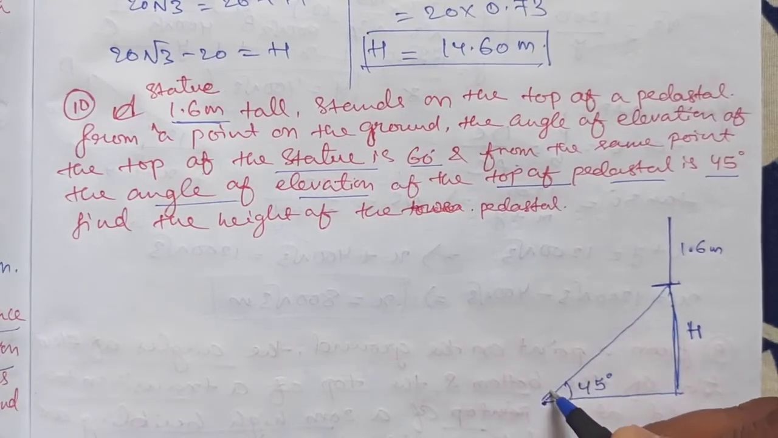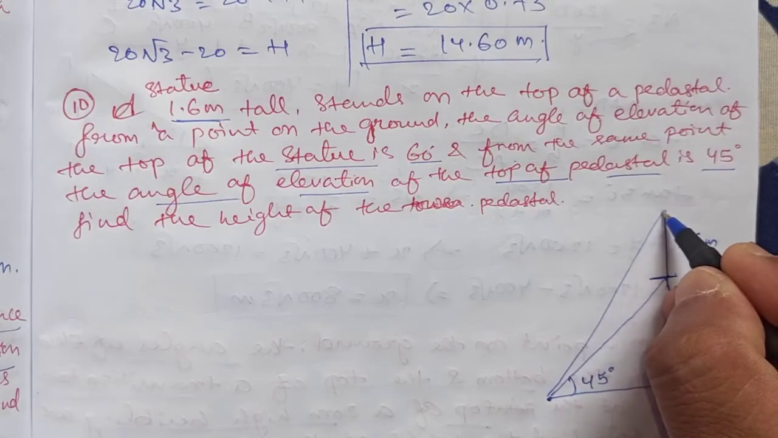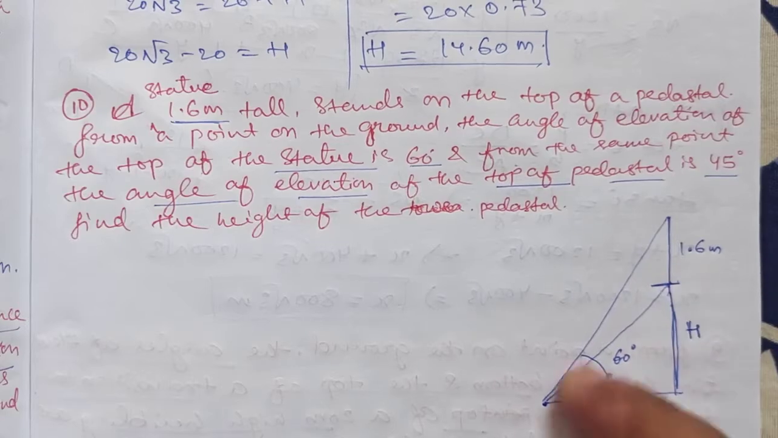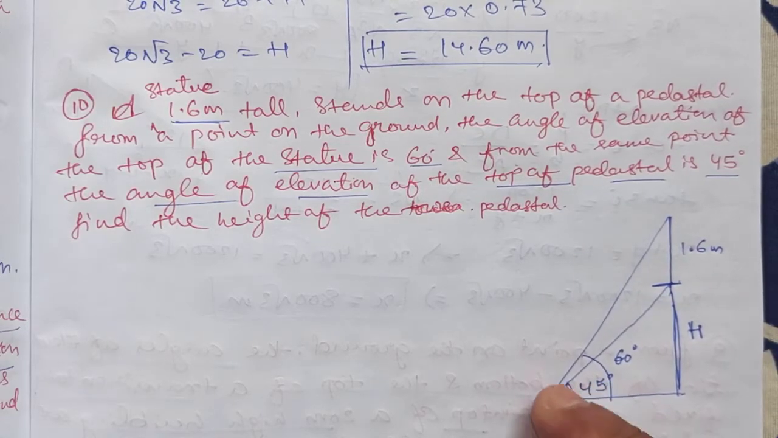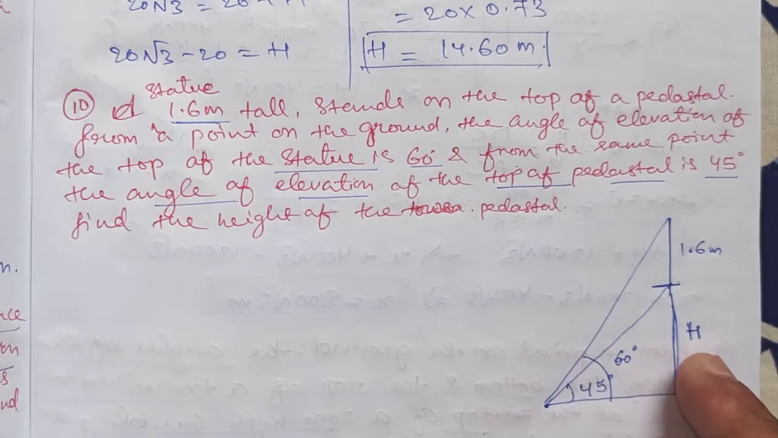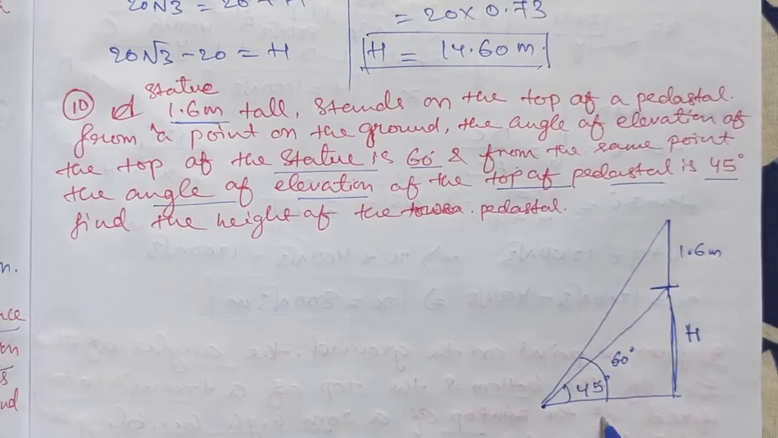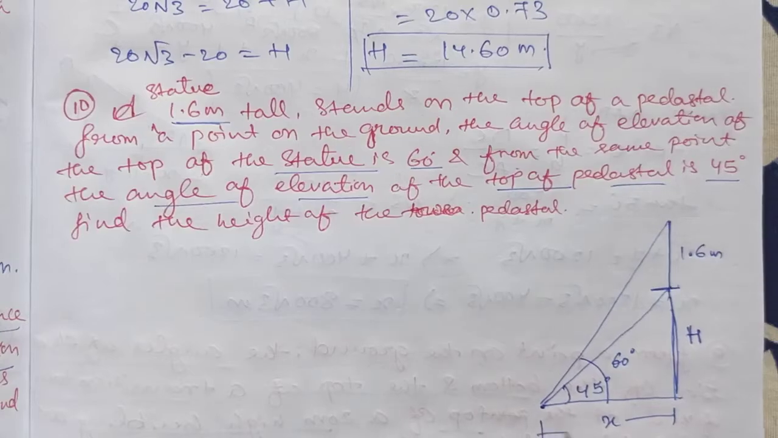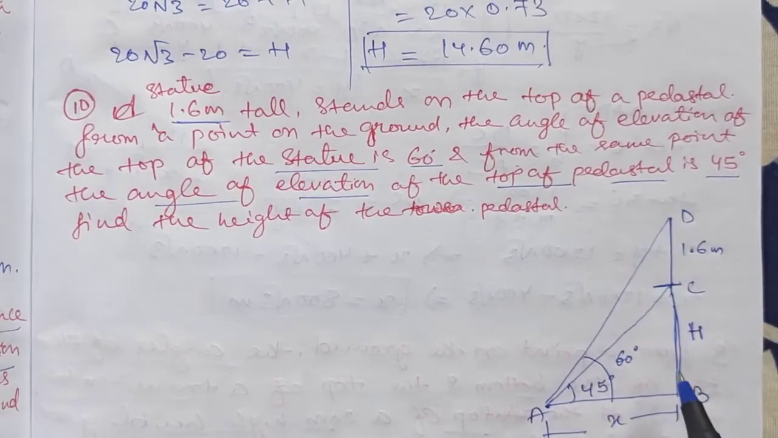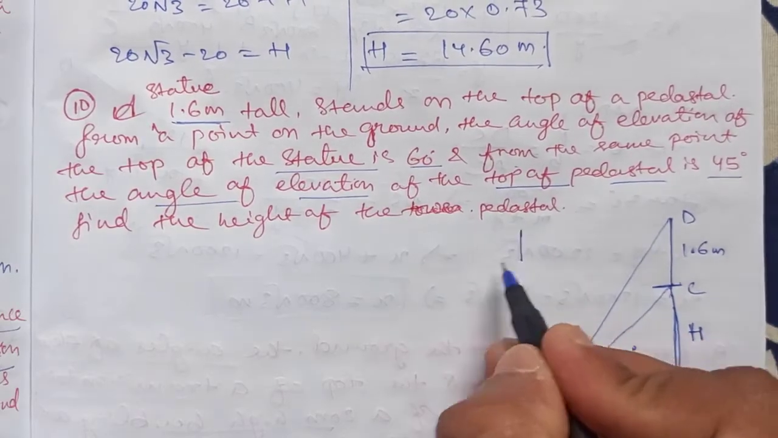And when from the same point we are seeing the top of the statue, the angle of elevation is 60 degree. For the smaller triangle the angle of elevation is 45. For the bigger triangle the angle of elevation is 60 degree. We have to find out the height of the pedestal. Take this value as x. So A, B, C, D. We will take the smaller triangle, that is ABC.